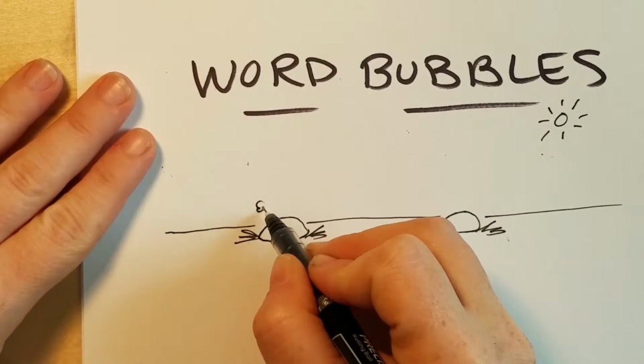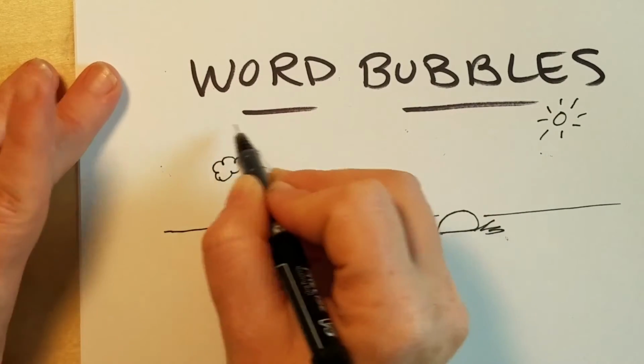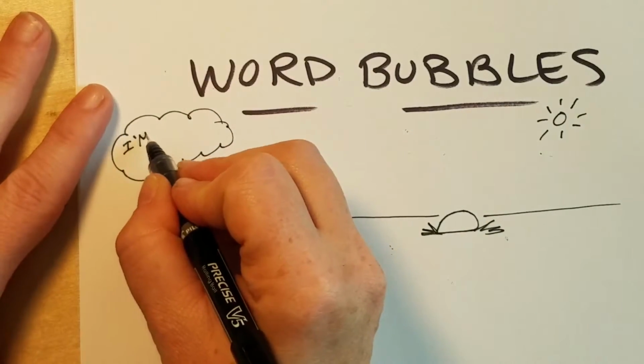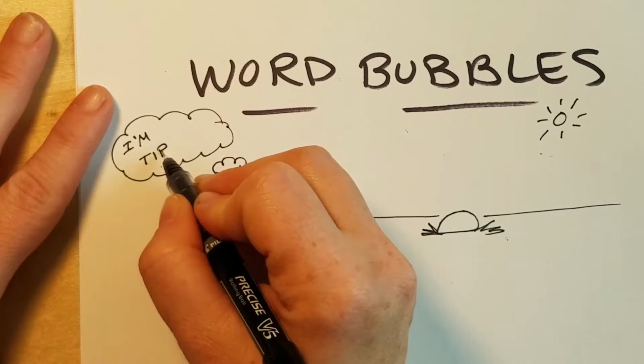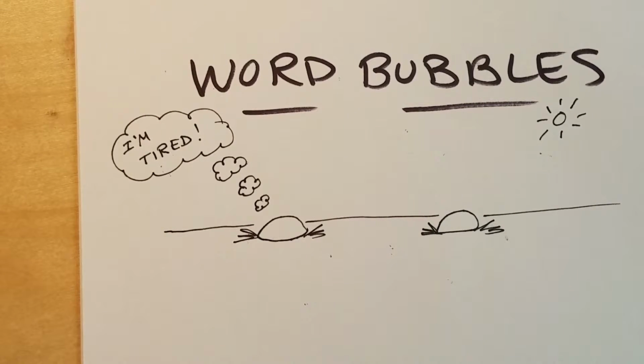If I did this, cloud, cloud, cloud, I'm tired. Would he be thinking it or saying it? He would be thinking it because it's in clouds. When it's in clouds, it gives the implied feeling that it's a dream and that it's in the head.